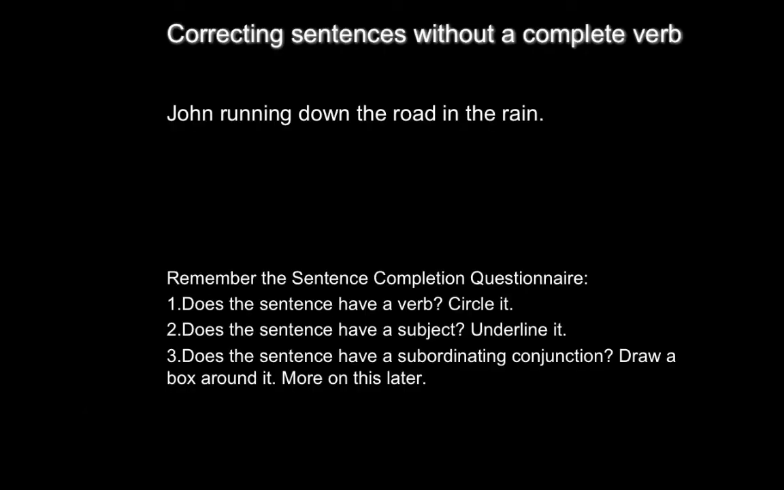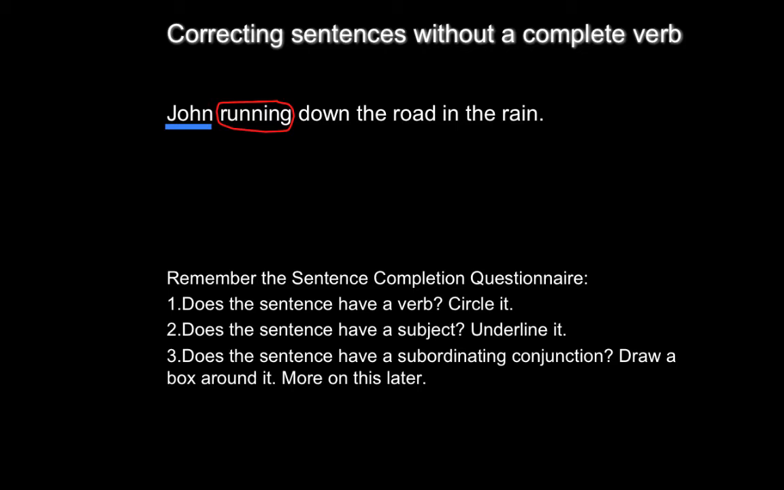Now that we've looked at examples of sentence fragments that are missing a subject, we'll take a look at some sentence fragments that are missing a verb. Here's an example of a sentence that's missing a verb, John running down the road in the rain. Returning to the steps we used to determine if the sentence is a fragment, we see that this sentence has a verb, running. The subject, the one doing the running, is John. So this sentence does have a subject and a verb, but it's still a sentence fragment because the verb running ends in ing, but the sentence doesn't have a form of the verb to be, like is, are, was, or were, before the ing form.